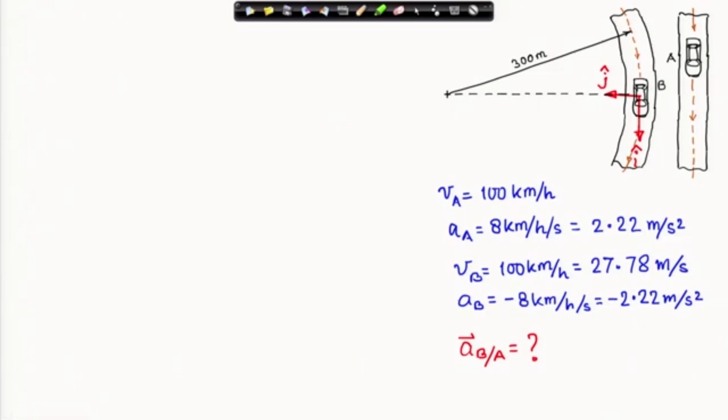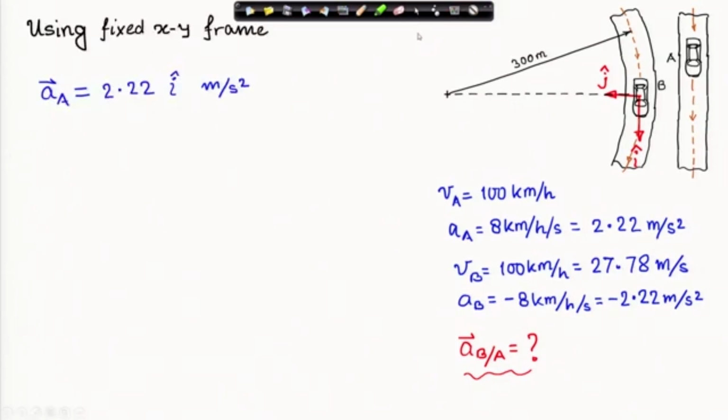We have to find out the acceleration of car B as seen by car A, and that is represented by this acceleration of B relative to A. So, this is what we are going to find out using the fixed xy frame. Therefore, the acceleration of car A is 2.22 i cap meter per second square because it is accelerating in this direction, that is acceleration of A.